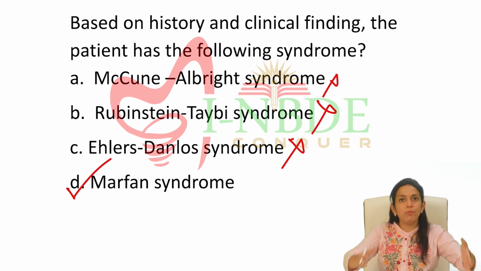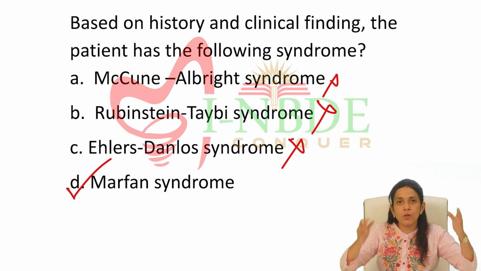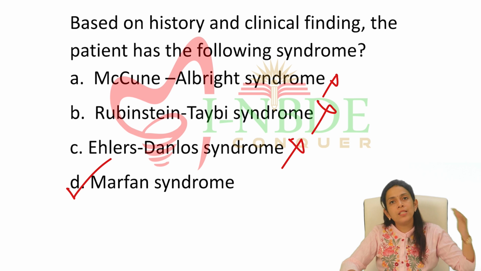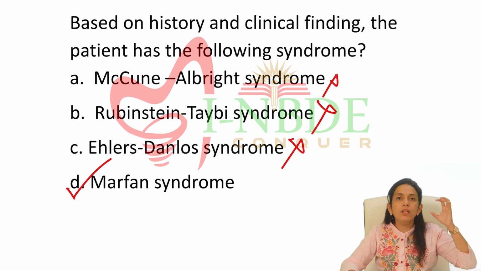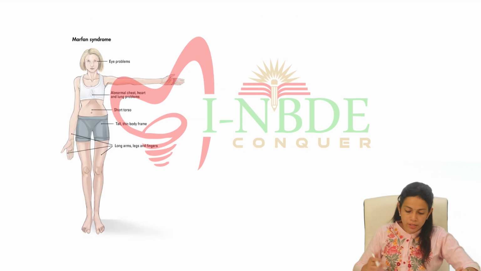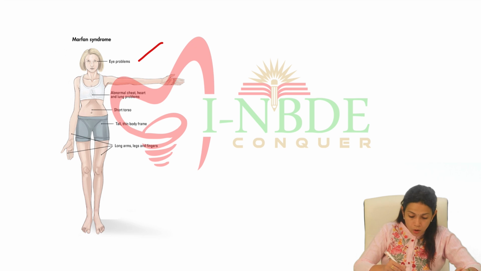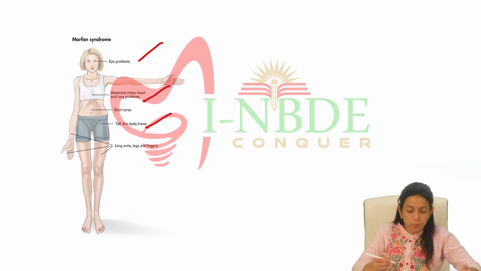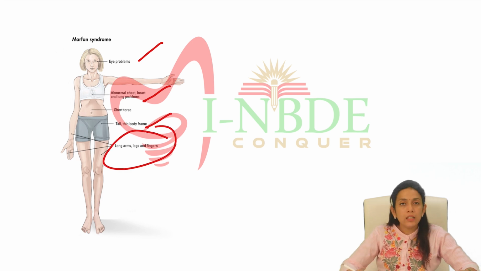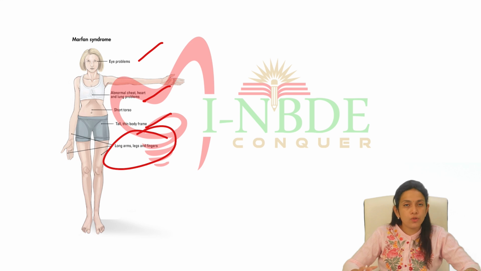So there's a clear-cut mutation that has been presented. It's an autosomal dominant disorder where you see the type 1 fibrillin that has got mutated. So it is a case of Marfan syndrome. In Marfan syndrome, obviously you have eye problems, you have heart problems, abnormal chest, and a tall, thin body frame, and obviously long arms, long feet and long fingers, all that are the features of Marfan syndrome. So this is a clear-cut case of Marfan syndrome.